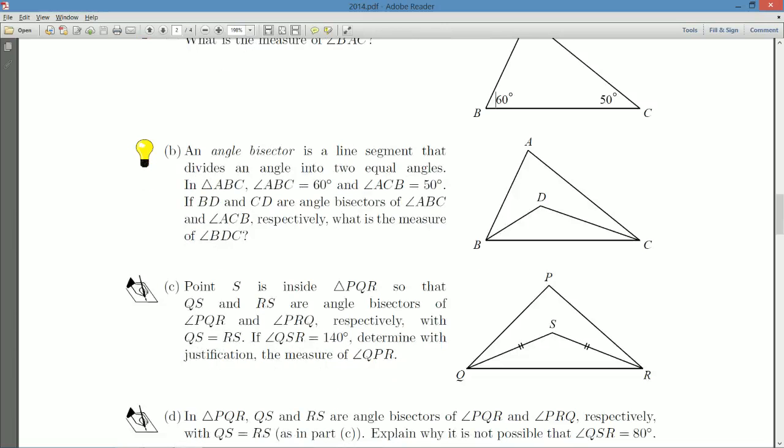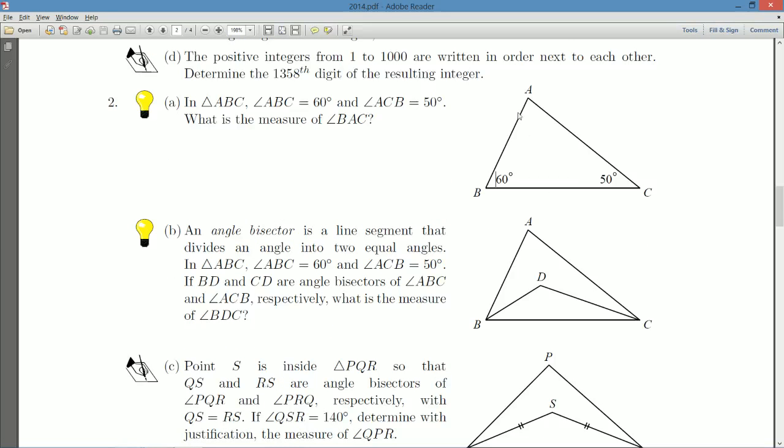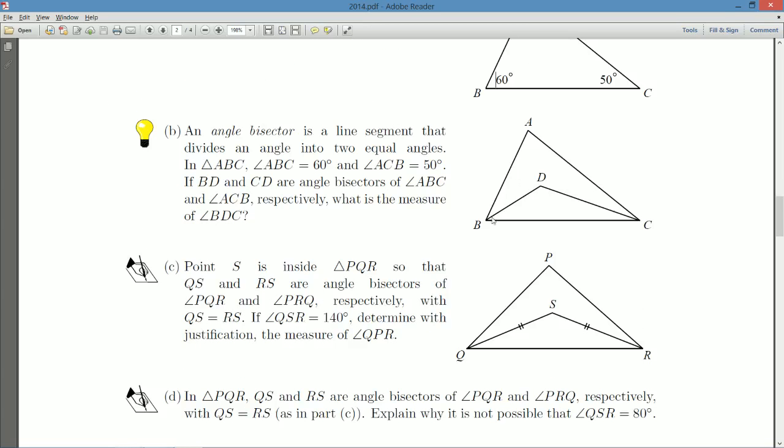In triangle ABC, once again we have the angle at B is 60 and the angle at C is 50. If BD and CD are angle bisectors of angle ABC and angle ACB, respectively, what is the measure of angle BDC? Okay, so we're asked this angle right here, this smaller angle. We know we got 60 here, we know we have 50 here. If we need to from part A, we have 70 up here. And we know that these two lines split these angles, the 60 and the 50, in half.